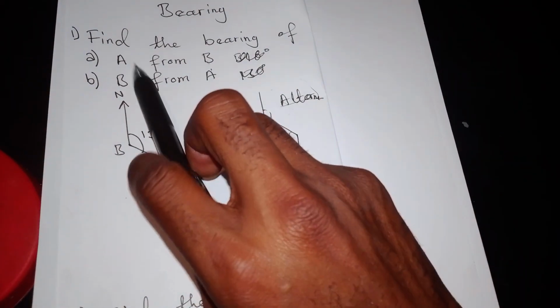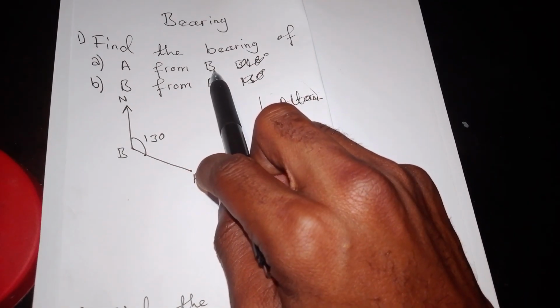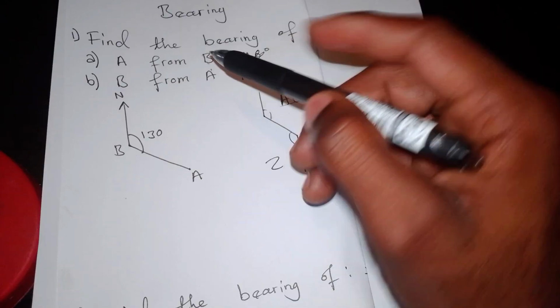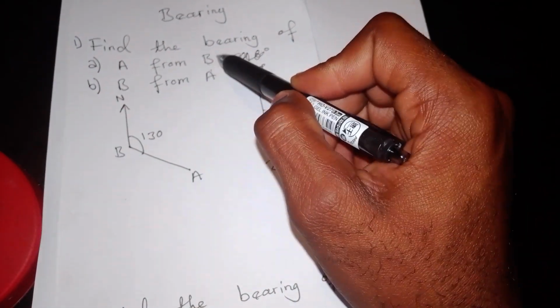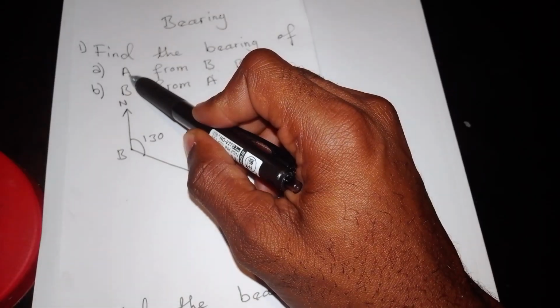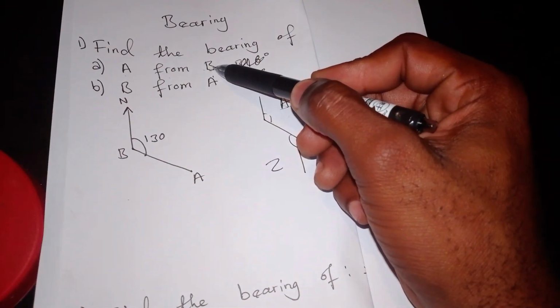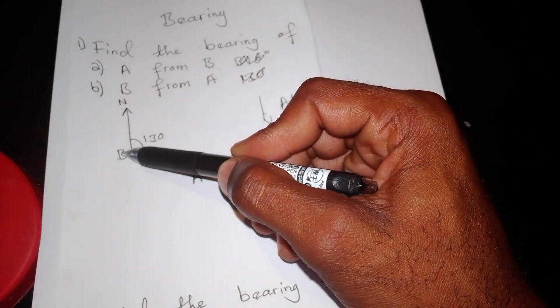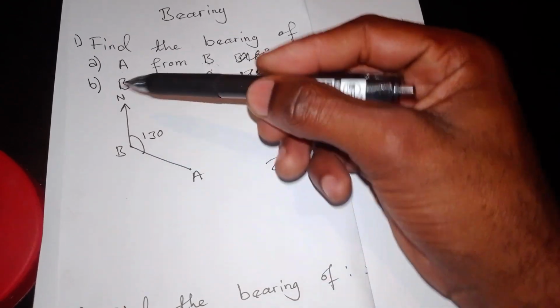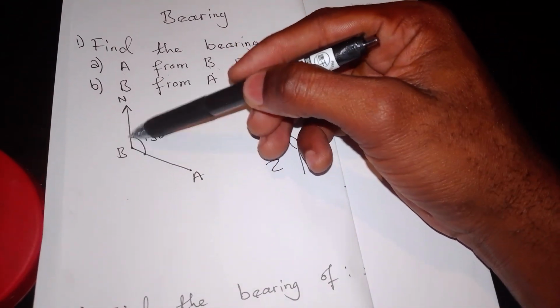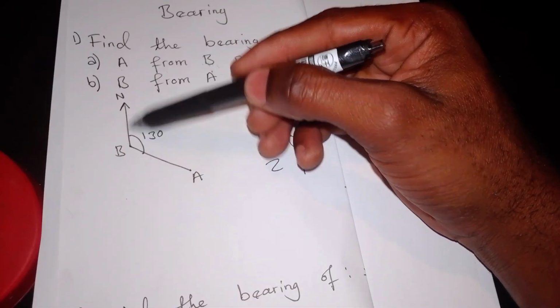To find the bearing of A from B, what you do is you go to B. Remember, A from B. That means you're starting from B going to A. B is here, and then you draw a north line on B. This north line should look like this. But of course, we already have one here.